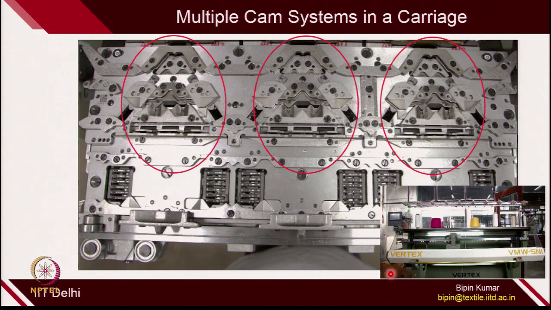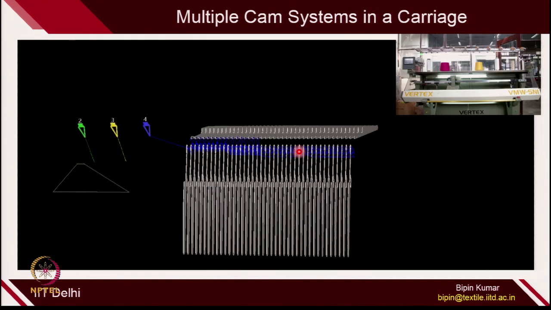So, basically in one go there are possibilities of a 3 cam system in a single carriage. What is the benefit of having a 3 cam system on the same carriage? This will increase productivity, and it also gives you a lot of flexibility in terms of design. I will show you some of those videos.